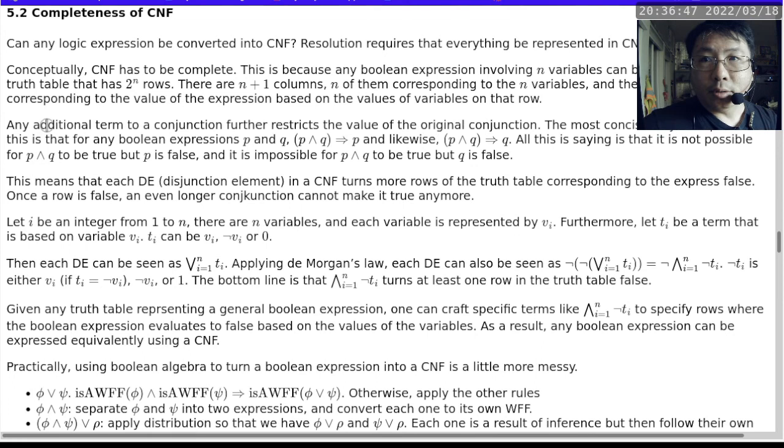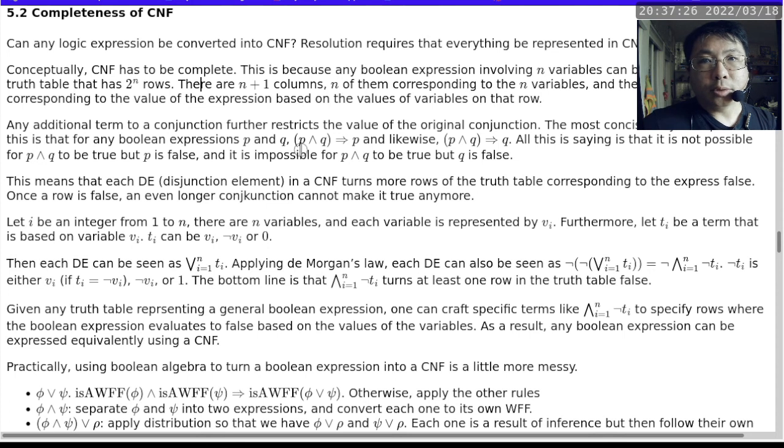All right, the next one starts with: any additional term to a conjunction further restricts the value of the original conjunction. That's awfully vague in terms of what it is trying to express. So what I'm doing here is to say, okay, let's just consider P and Q as two Boolean expressions. One of these two can be a conjunction, right? So P can be the conjunction and Q is an additional term that we want to AND to the original conjunction, therefore extending the length of the conjunction or adding more terms to the conjunction.